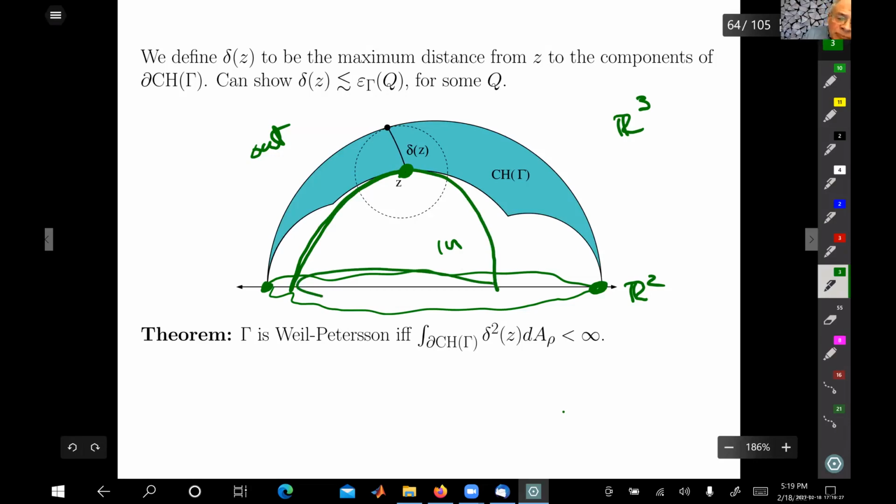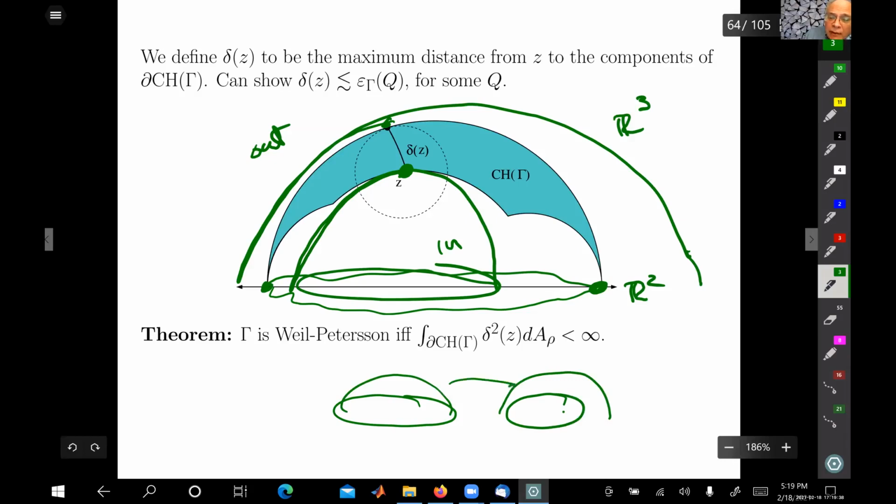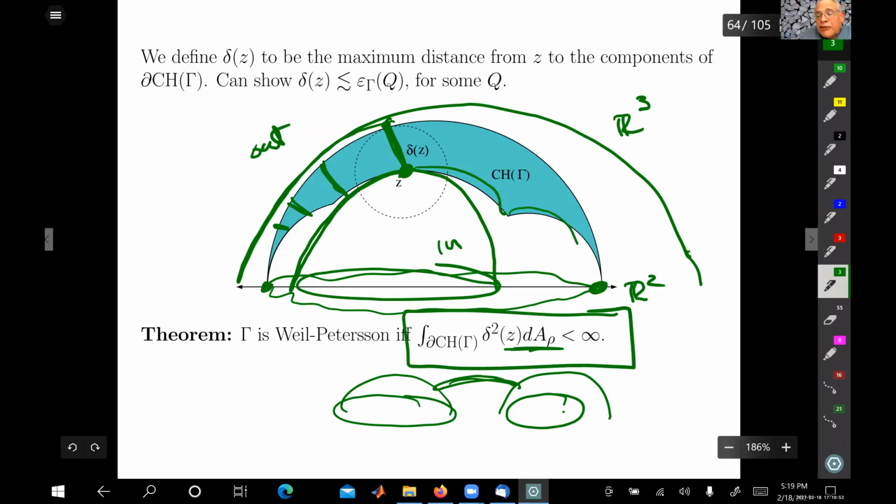Okay, so what you can think of is that this point has a supporting plane, which looks like this, which is based by a disk here. And this one has a supporting plane out here, which corresponds to a disk on the outside. And so the picture I was showing you before of how far apart are the hemispheres, that's exactly this. And then what we want to do is basically add this up everywhere. We want to integrate that over hyperbolic area on these boundary surfaces. And sure enough, the thickness, the delta squared, is finite if and only if you're Weil-Petersson.